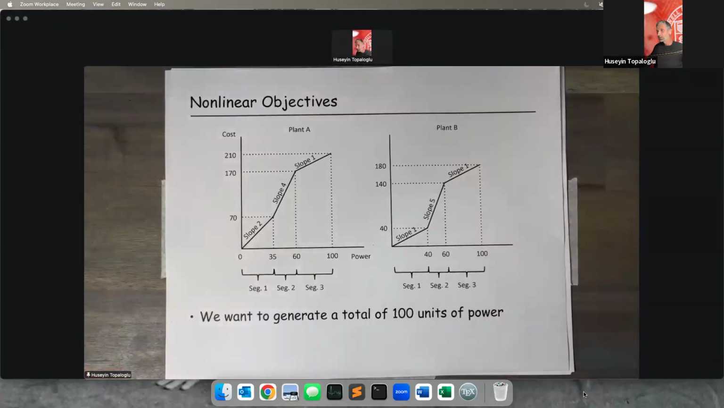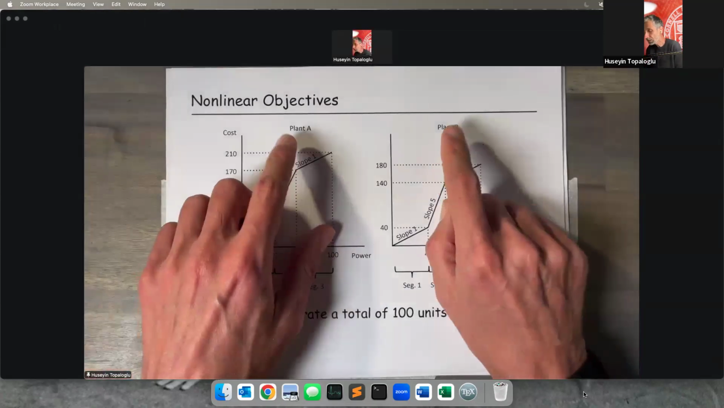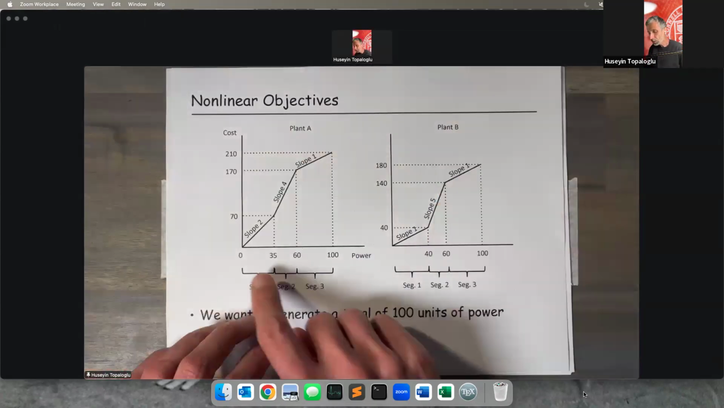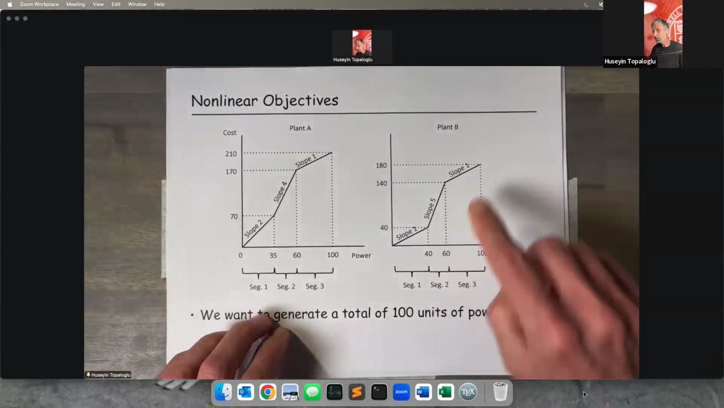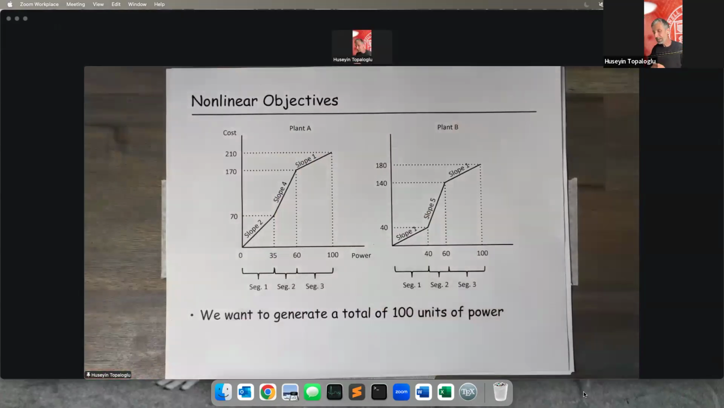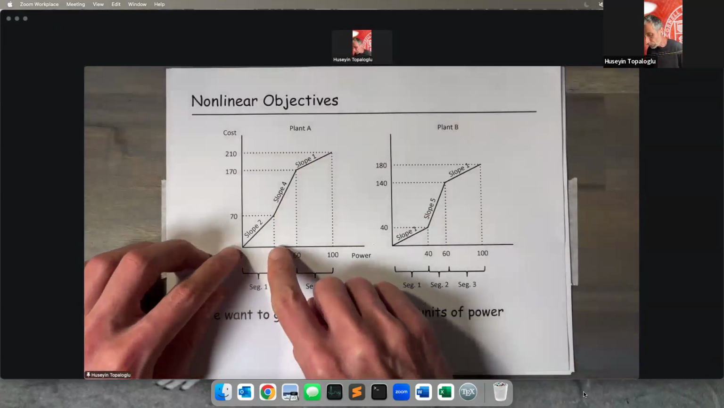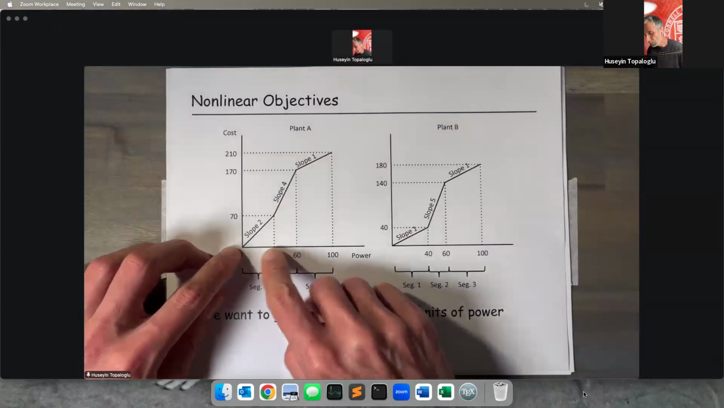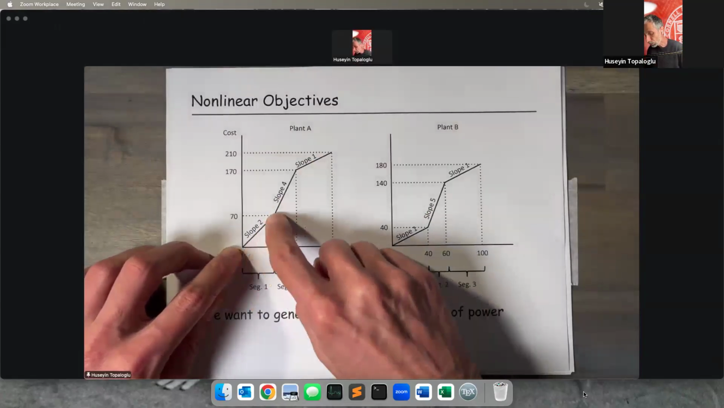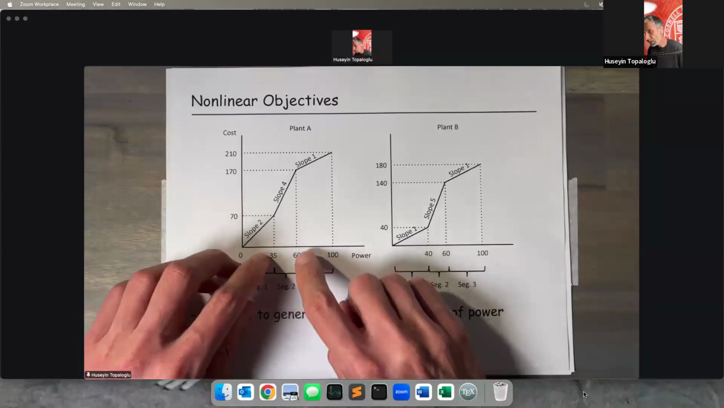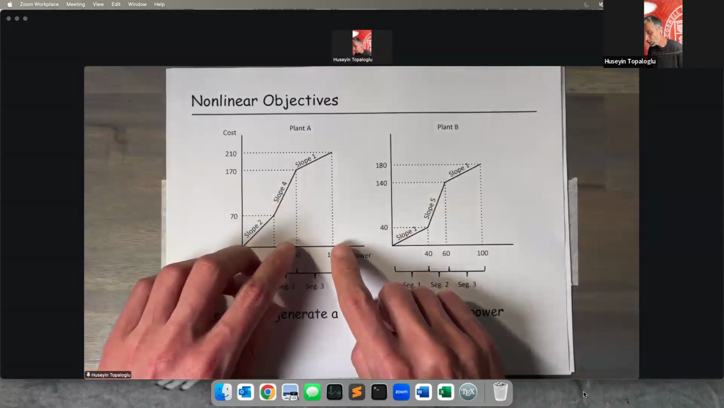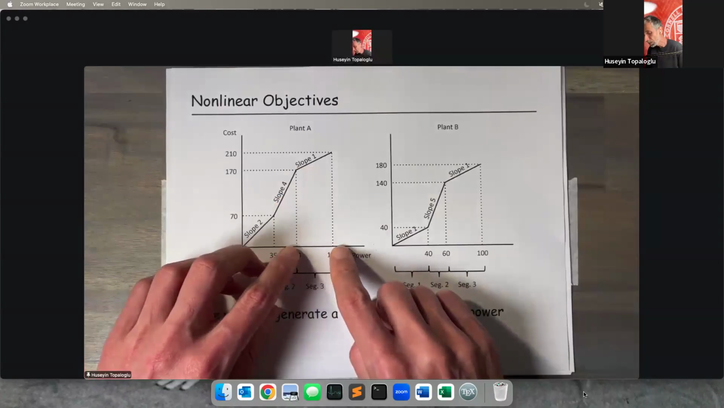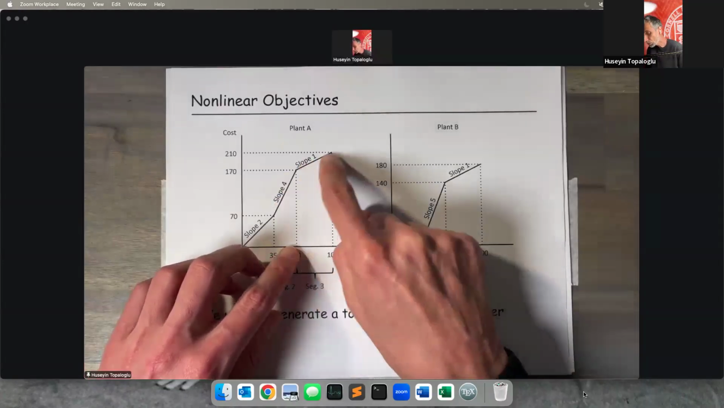So let's say we're producing power in two power plants, plant A and plant B. And the cost of power production in each one of these plants is given by these piecewise linear curves. For example, in plant A, up until 35 units of power that I produce, for each unit of power I produce, I incur a cost of $2. For the next 25 units of power that I produce in plant A, each unit costs me $4. And for the last 40 units of power that I produce in plant A, each unit costs me $1.